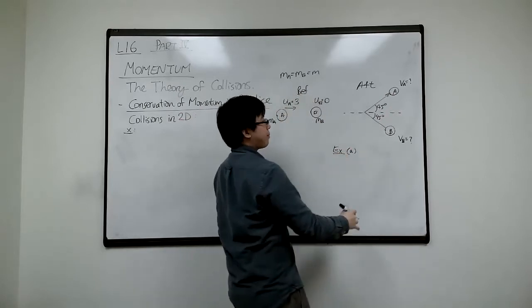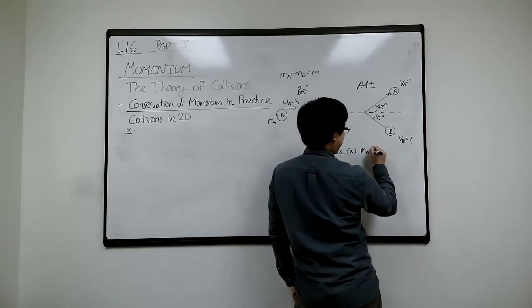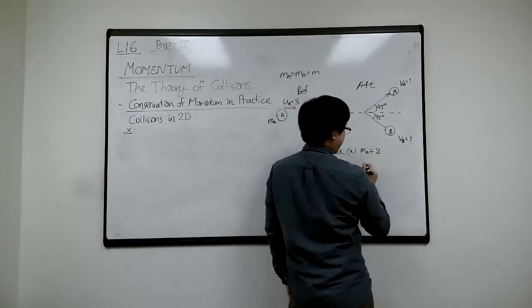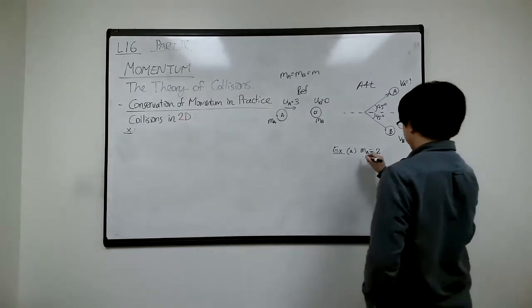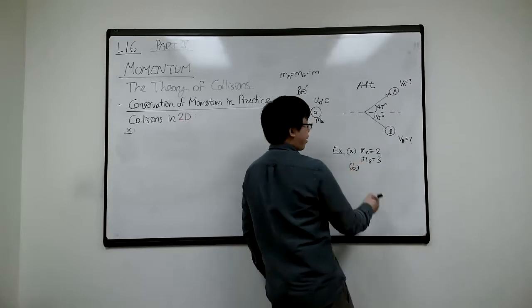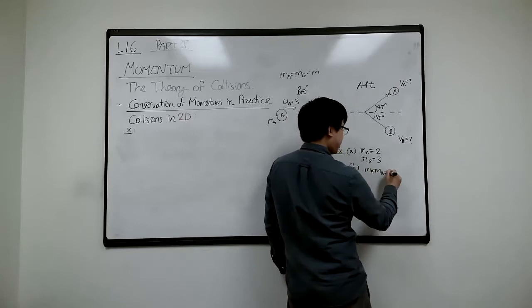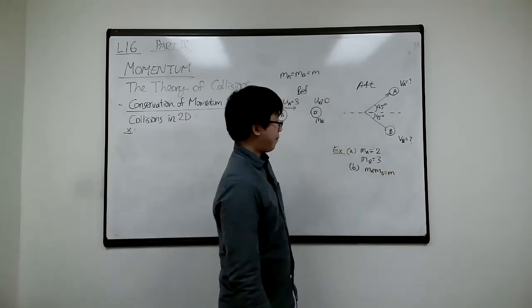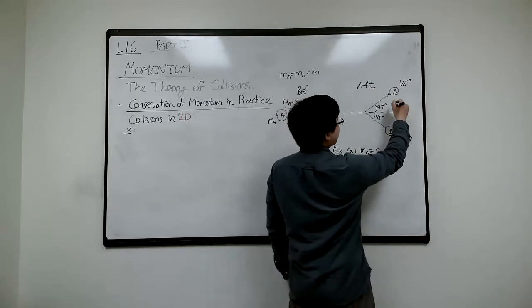As variation number 1, try if MA is not equal to MB. So let's say MA again is 2 and MB is 3. What will happen? And then, now move them back to the same mass.